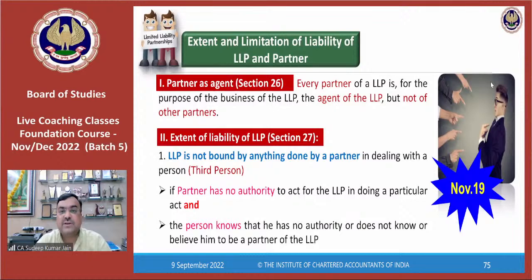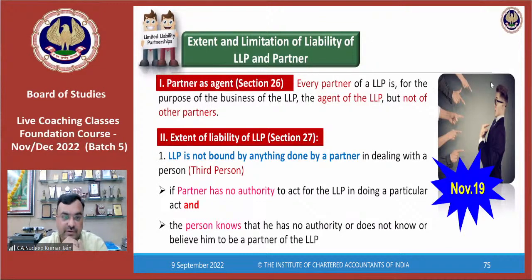पार्टनर इज एन एजेंट, सेक्शन 26. Every partner of LLP is, for the purpose of business of LLP, the agent of LLP, but not of the other partners. Means the other partner will not be liable for the act of any partner, but LLP will be liable if the work is done during the course of business. अगर एक पार्टनर जो पार्टनर होता है वो एजेंट होता है LLP का, बाकी पार्टनर एजेंट नहीं है. एक एजेंट के कामों के लिए LLP लायबल होगी, पार्टनर लायबल नहीं.